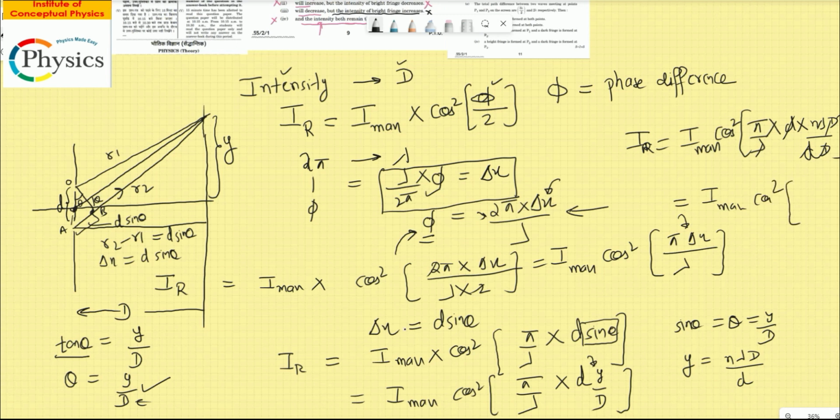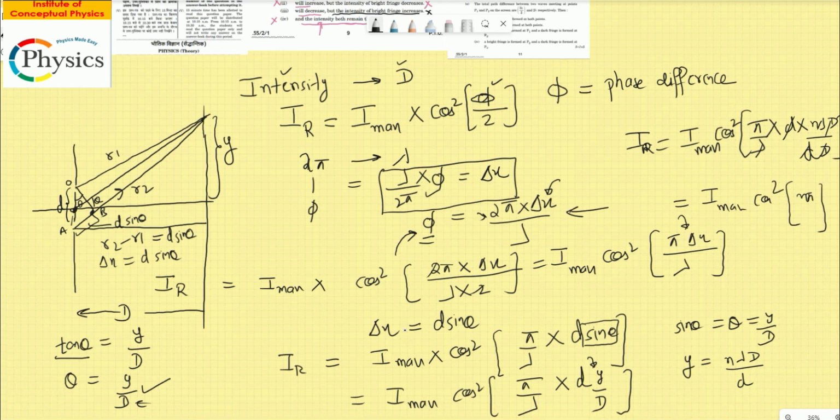d has also got eliminated. We are left with cos square n pi, right? This is what we're left with. So the value of the resultant will be decided by n if it's a bright fringe. Otherwise, we could have put some other value if it had been a dark fringe. So I used this expression and converted it into n lambda because I assumed this to be a bright fringe. So it's cos square n pi.